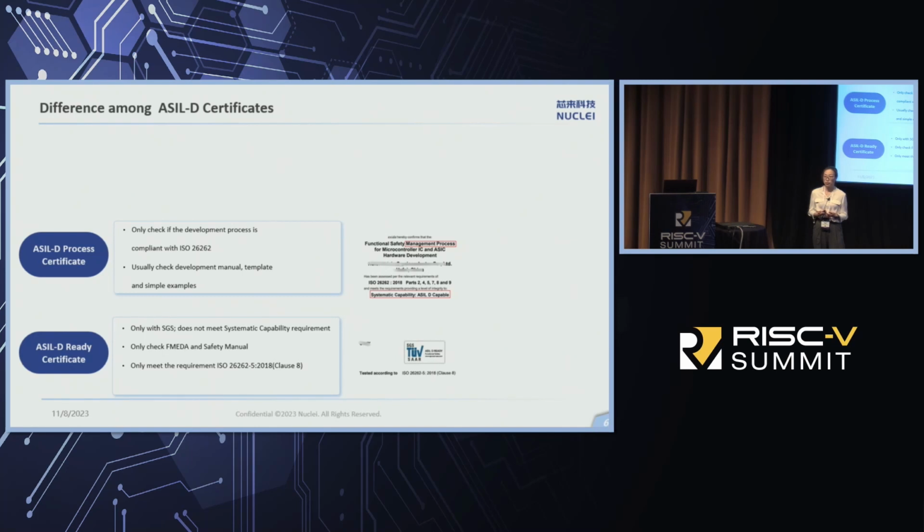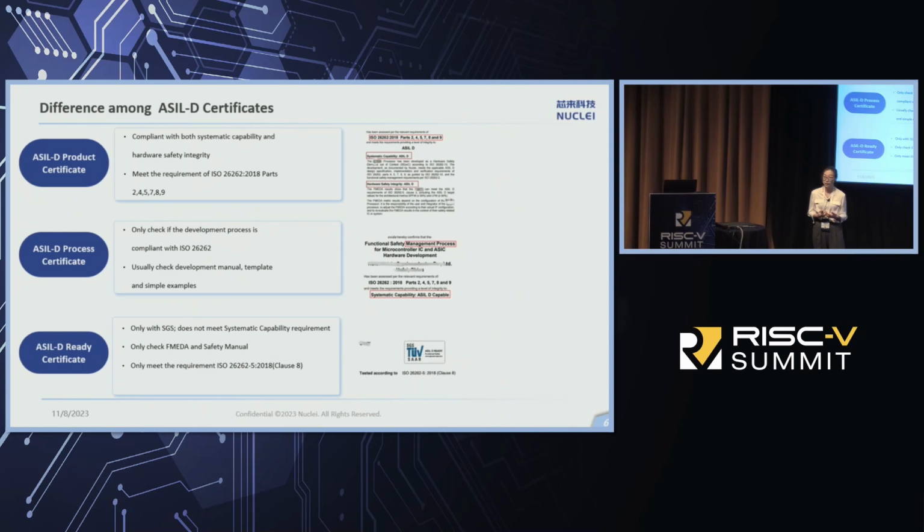ISO 26262 has been open to the market for many years, but it is still very confusing, with different certificates done by different agencies. Usually there are three typical certificates. The easiest one is the ready certificate. For the ready certificate, you just do Part 5, Clause 8, the FMEDA report and the safety manual assessment. And this certificate can only be done by SGS right now.